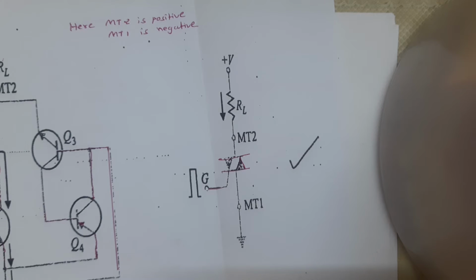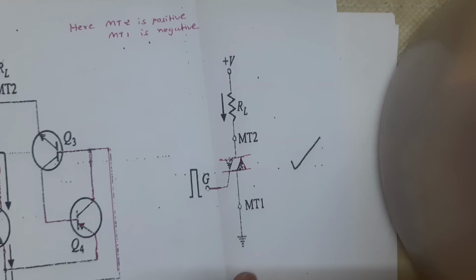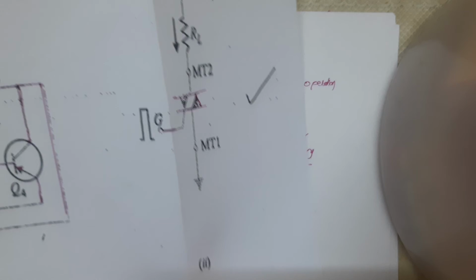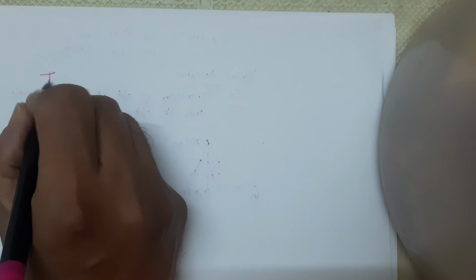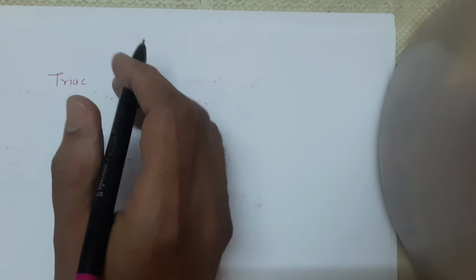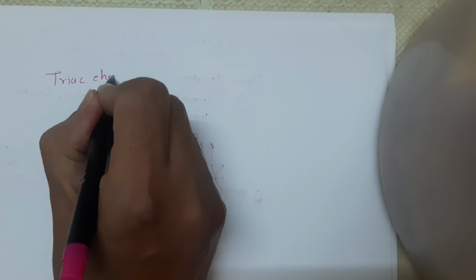Here we discussed the transistor equivalent circuit of a triac and explained its operation from this equivalent circuit. These are the two equivalent circuits of the triac with the help of transistors. Now we are discussing the triac characteristics.